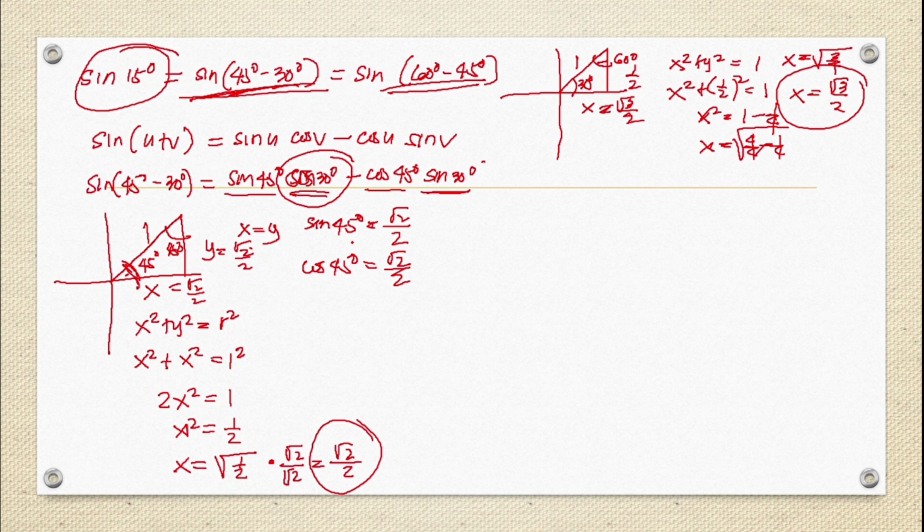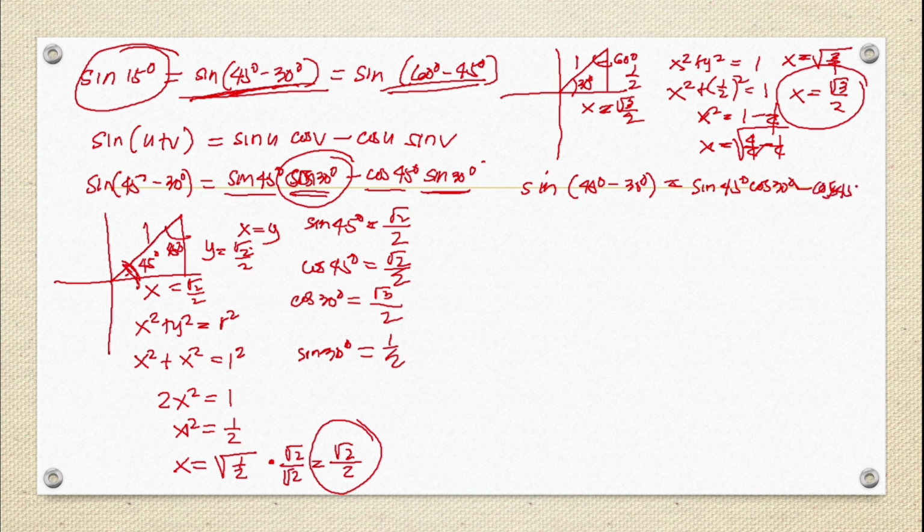Now we have sine of 45 degrees minus 30 degrees. The value for cosine 30 degrees: cosine is equal to the adjacent over the hypotenuse. And what is our sine 30 degrees? Sine is equal to 1/2. So sine of 45 degrees minus 30 degrees is equal to sine 45 degrees cosine 30 degrees minus cosine 45 degrees sine 30 degrees.